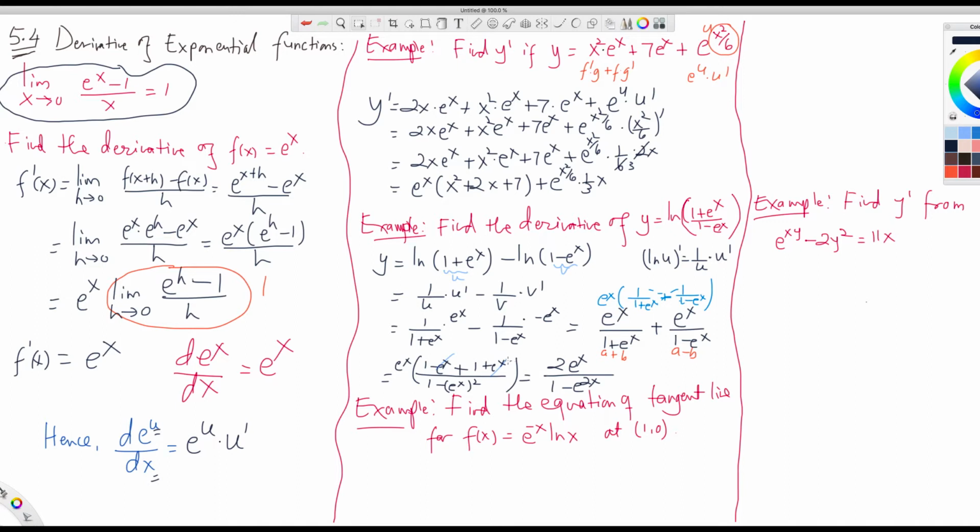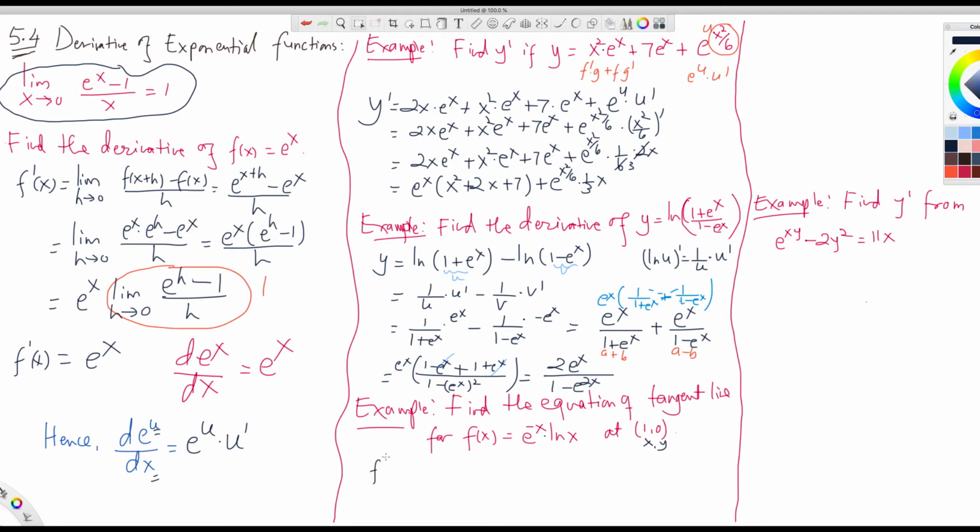Let us see another example. That example is: find the equation of the tangent line for f(x) equals e to the negative x times natural log of x at 1 comma 0. You want to find the equation of the tangent line. So you see that this is like x comma y. Our equation will be y minus y1 equals m times x minus x1, but we need m, the slope. Slope is basically the derivative at this point, right?